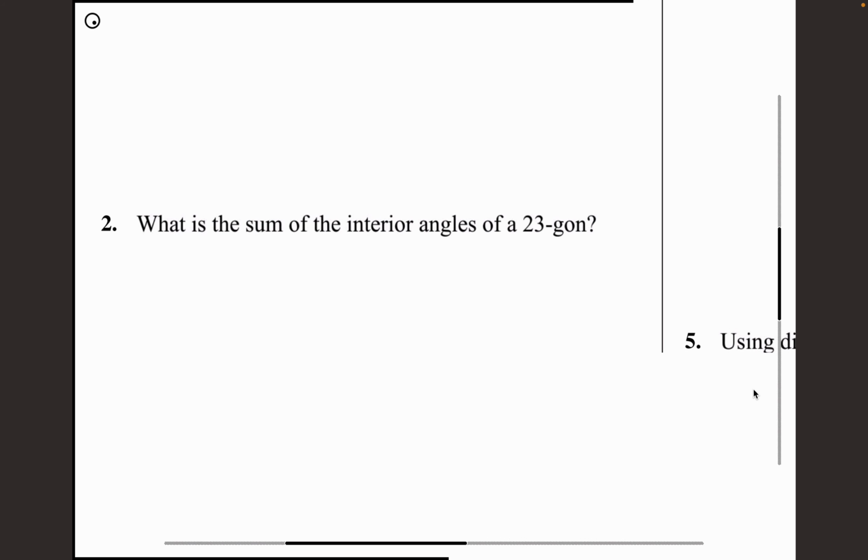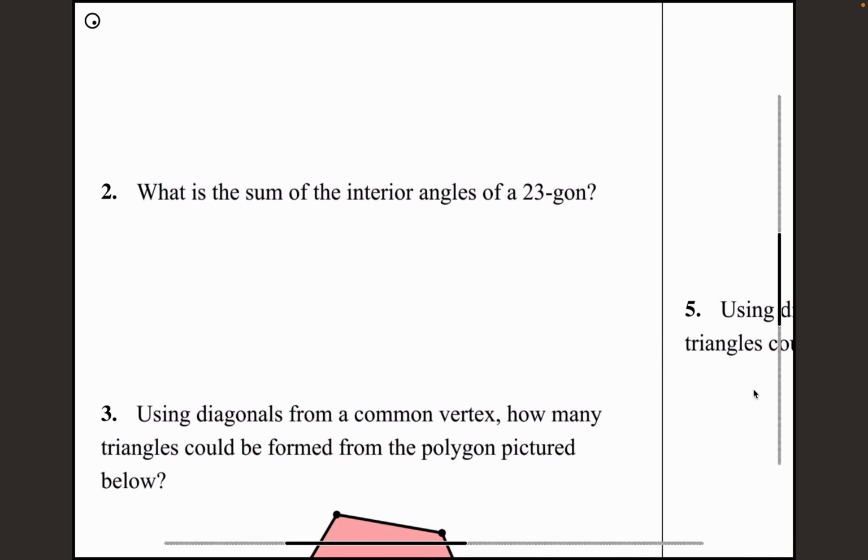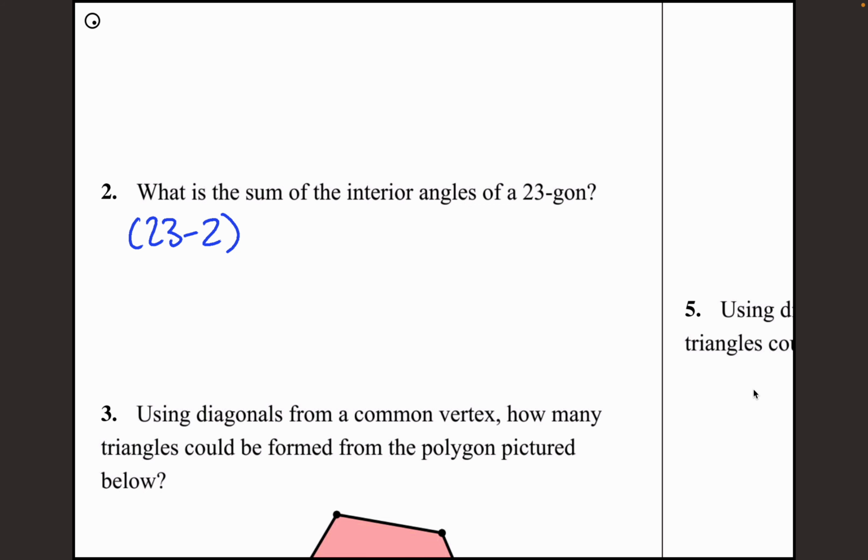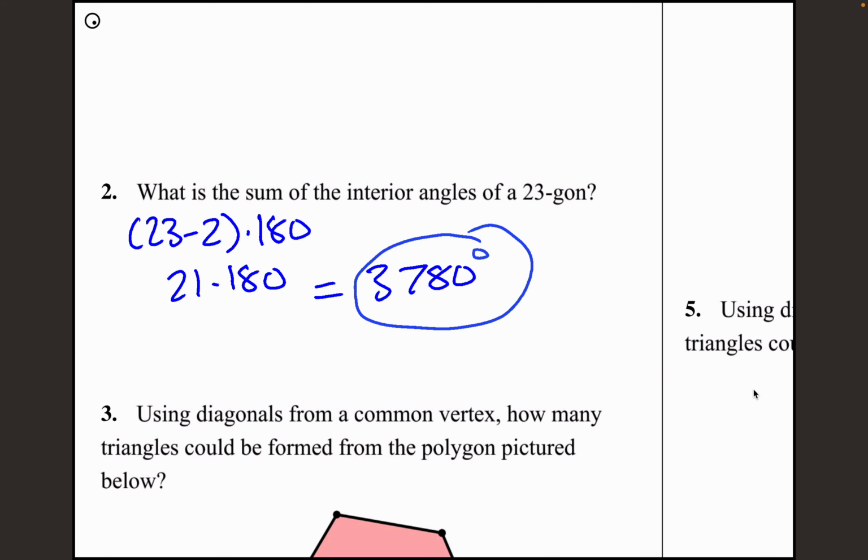Let's look at this one. What is the sum of interior angles of a 23-gon? Who can tell me how to set this one up? Yeah, Noah? 23 minus 2 times 180. What's 23 minus 2? 21 times 180, and what do you get, Noah, when you put that in? You said 3,780? And there's our answer. Yeah, it's not too bad at all.